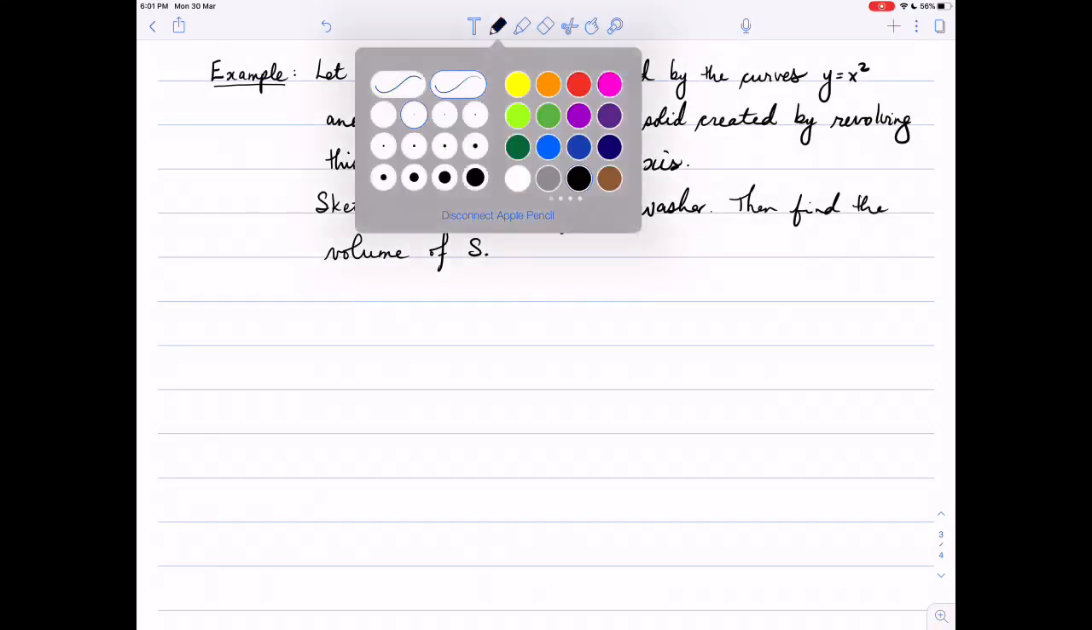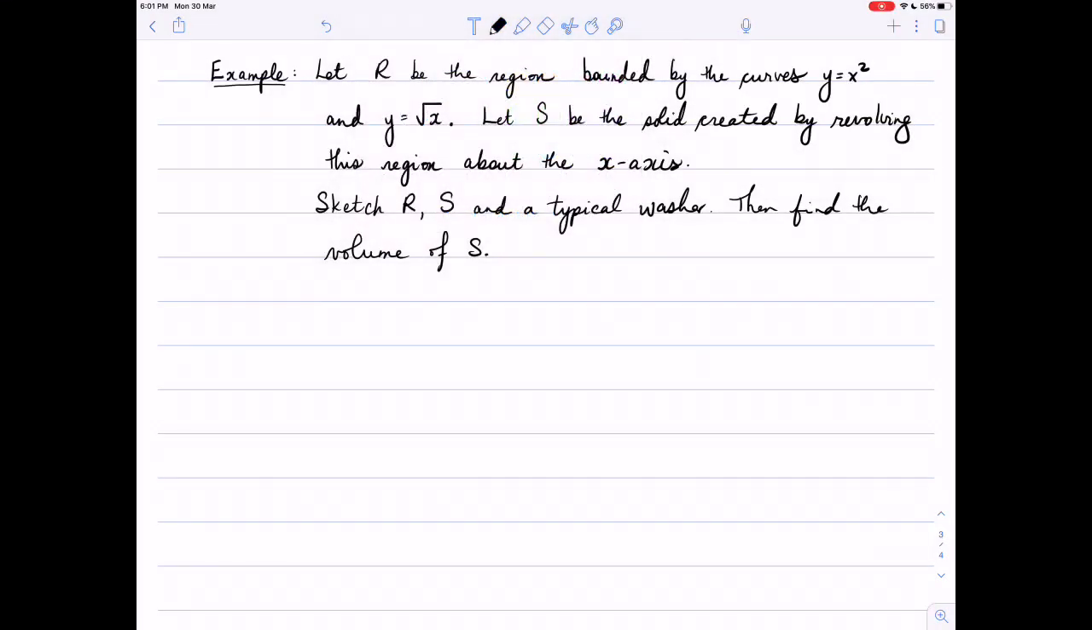Okay, let's go ahead and apply the formula of washers on this example. So this example says, let R be the region bounded by the curves y is equal to x squared and y is equal to root x. Let S be the solid created by revolving this region around the x-axis. And we're asked to sketch R, S, and a typical washer. Then find the volume of S. Okay, so let's go ahead and start that.